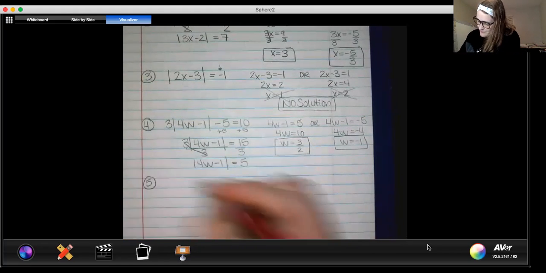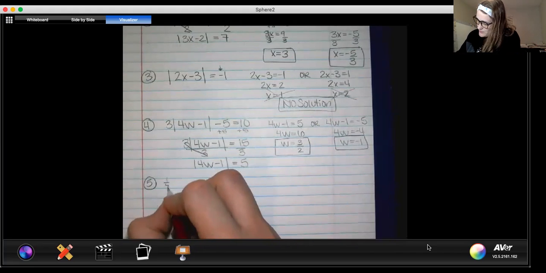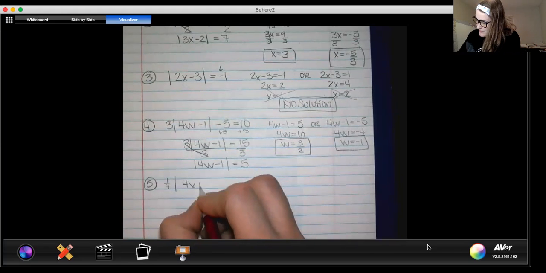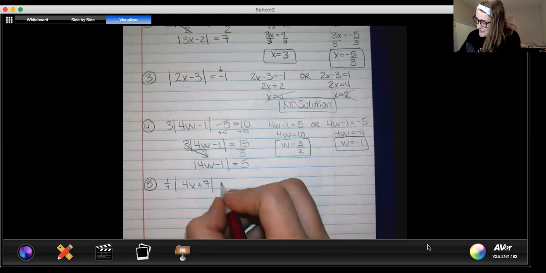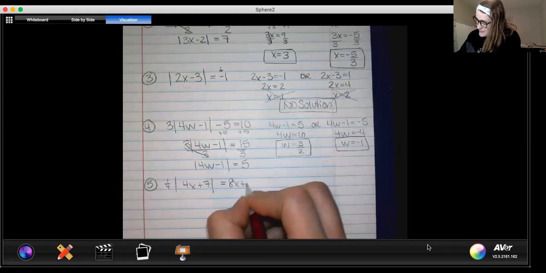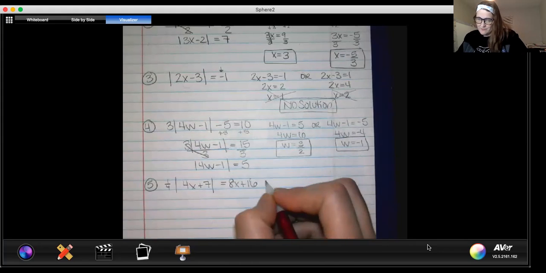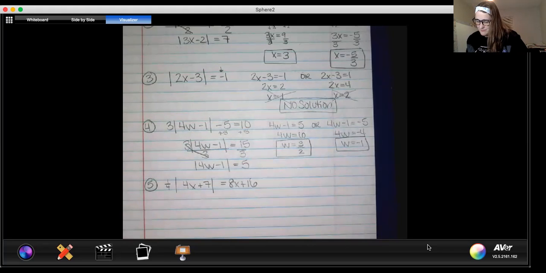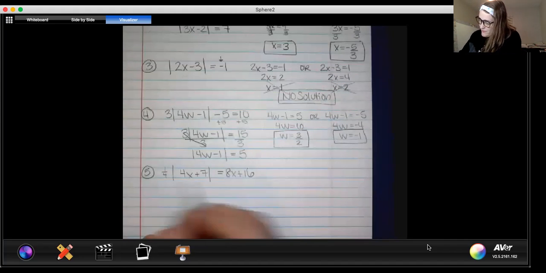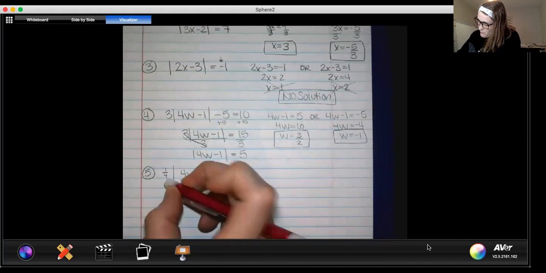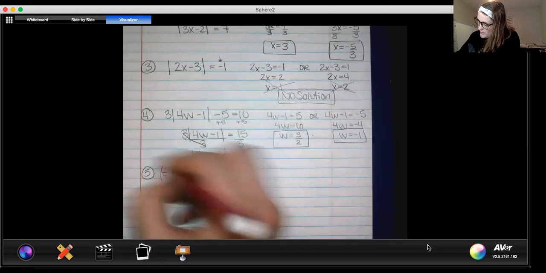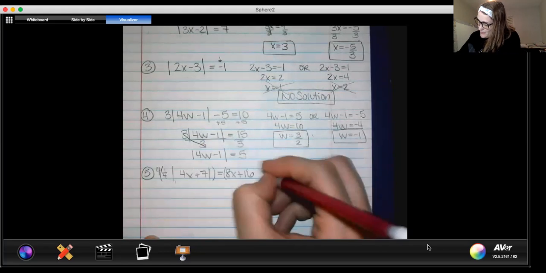Number 5: 1/4 times the absolute value of 4x plus 7, absolute value, equals 8x plus 16. A little bit more of a doozy on this one. So rather than dividing by a 4th, we're going to multiply everything by 4, or multiply both sides by 4.